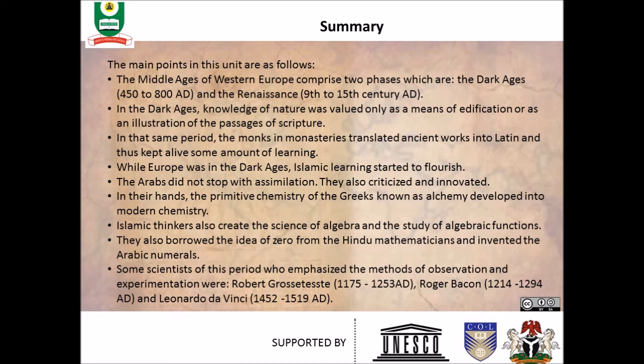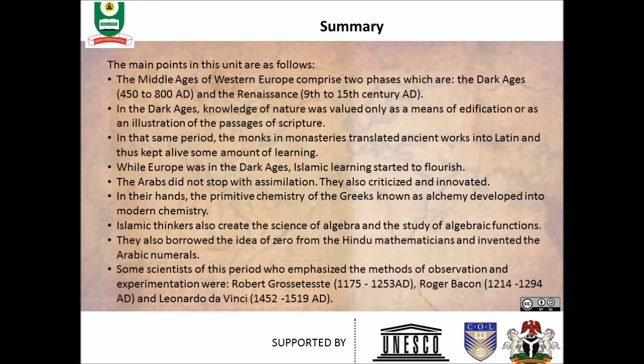In the Dark Ages, knowledge of nature was valued only as a means of edification or as an illustration of the passage of Scripture. In that period also, people lost the ability to criticize and believed anything that was in accordance with the Scriptures. Thus, science and learning declined rapidly. In that same period, the monks in the monasteries translated ancient works into Latin and thus kept alive some amount of learning. While Europe was in the Dark Ages, Islamic learning started to flourish.